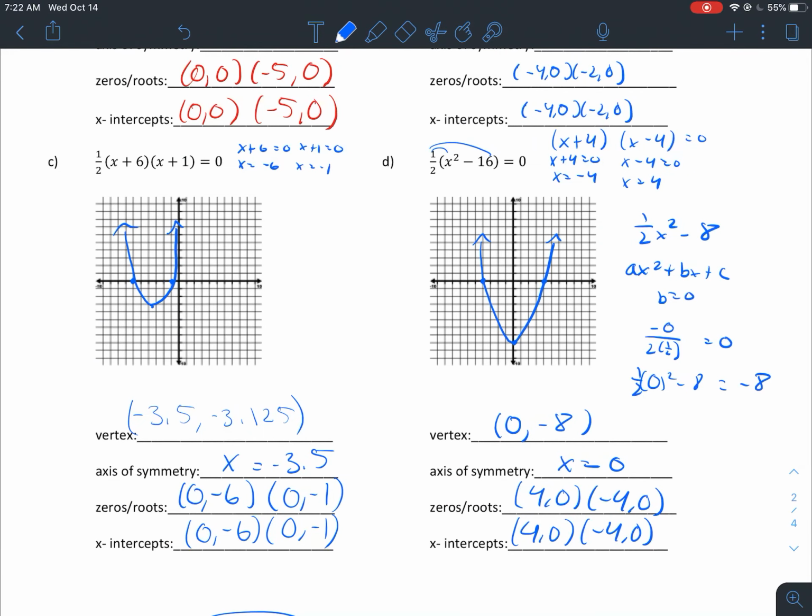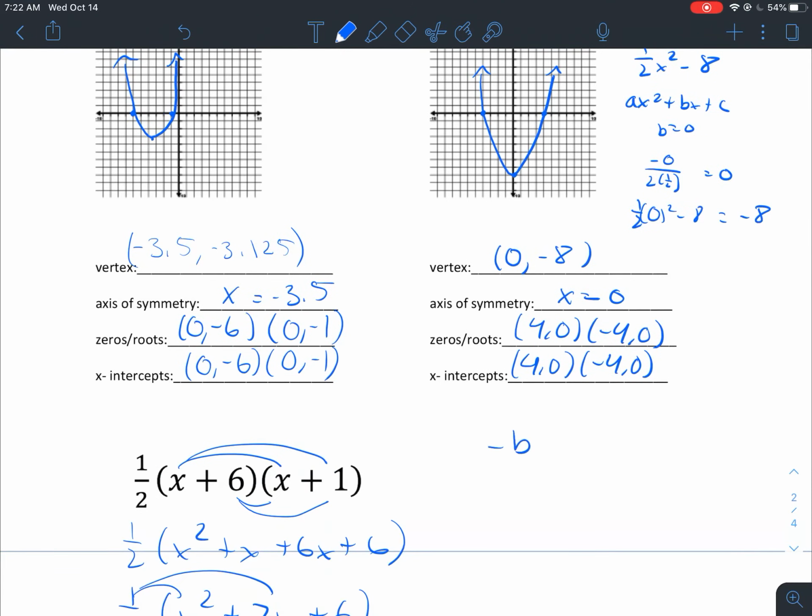So to summarize, today we learned how to find the zeros or the roots or the solutions of a function by factoring and setting equal to 0. And then we also learned how to find the vertex by using that negative b over 2a comma y.